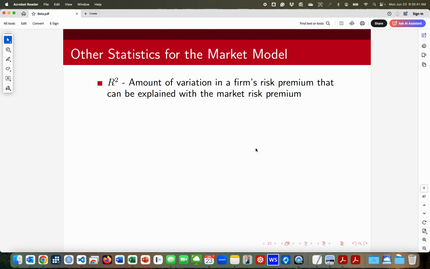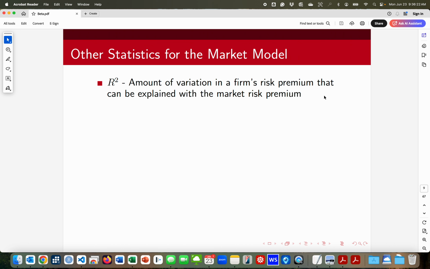R-squared is also something we think about when estimating beta. We thought about it with regression, and it's also going to show up here. It's the amount of the variation in a firm's risk premium that's explained by the market risk premium. If you go back to the basic definition of R-squared, it's the variation in the dependent variable explained by the independent variable, or independent variables if you have more than one. The dependent variable is the firm's or stock risk premium, and the independent variable is the market risk premium. So it's the amount of the variation in the stock risk premium that's explained by the market risk premium.